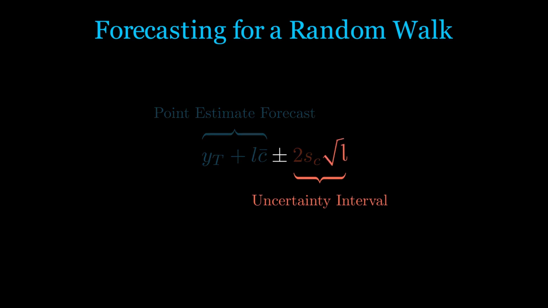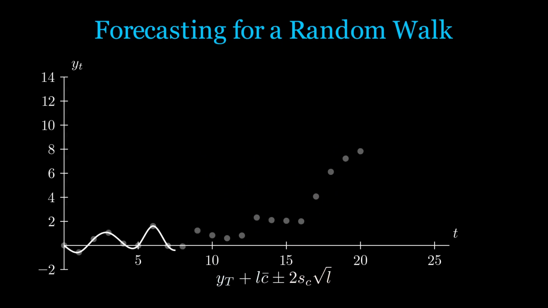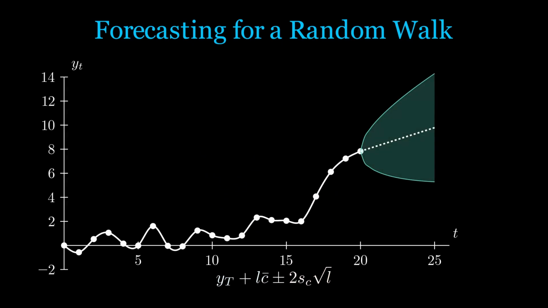Notice the square root of L adjustment factor. It's there to adjust for the fact that the further in time you try to predict, the less you know, so the prediction interval gets wider. Let's look at the prediction interval on the graph. Unlike white noise, where the interval stays the same width, here the uncertainty grows with time. At 1 step ahead, the range is small, but at 5 steps ahead, the range expands significantly due to that square root of L factor.